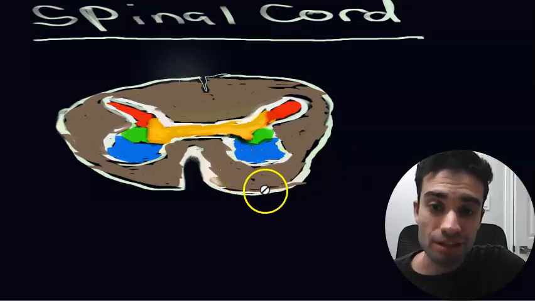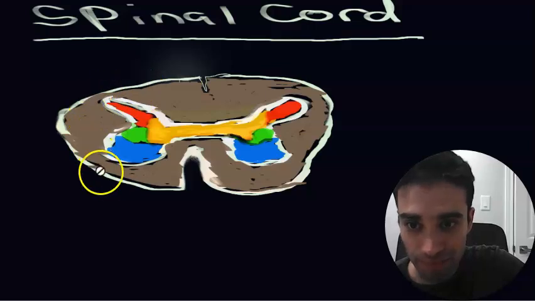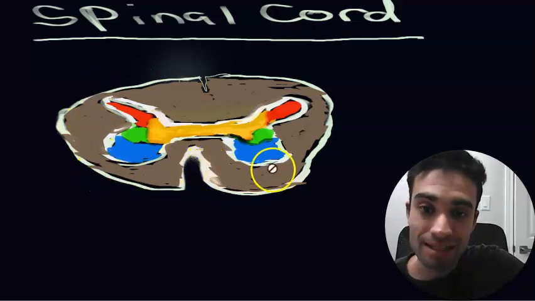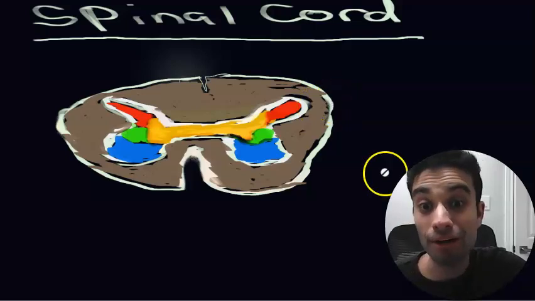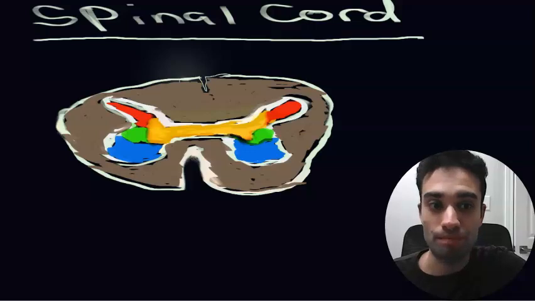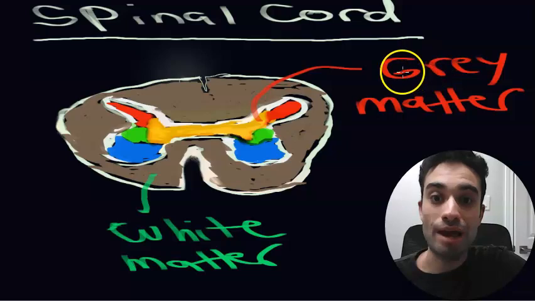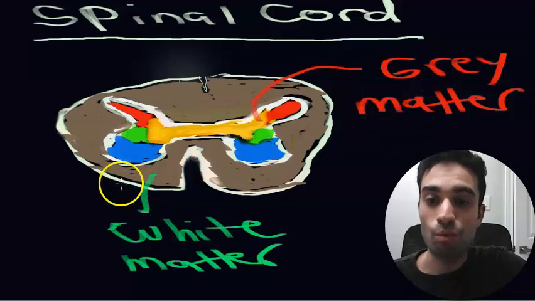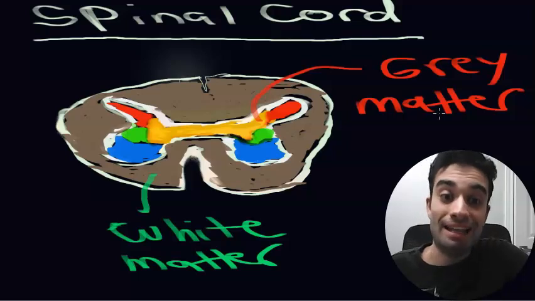The part that's on the outside, or on the periphery, that I'm outlining right here, this is known as the white matter. And the part on the inside is known as the gray matter of the spinal cord. So as you can see here, we have the gray matter on the inside and the white matter on the outside. And this is the opposite of what we had in the brain.